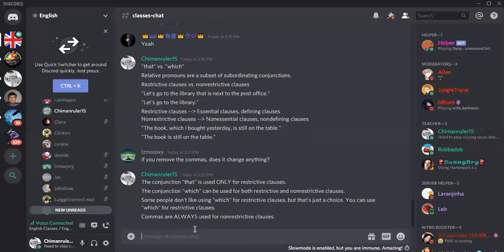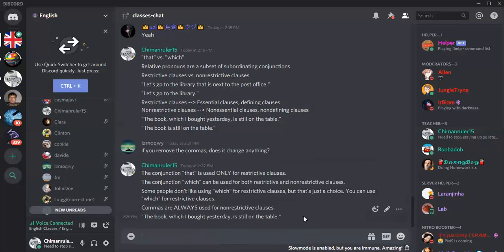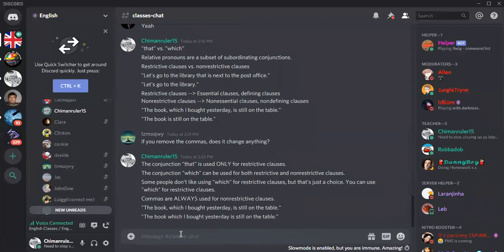So to go back to what someone was asking earlier, let's take that same example. Let me retype the example I used earlier. Let's do this one. The book, which I bought yesterday, is still on the table. That was our first sentence. Now let's take out the commas here. And remember, as I said, you can use which for restrictive clauses. So this is a technically fine sentence that I just typed right here. But can anyone tell me the difference between the second sentence and the first?